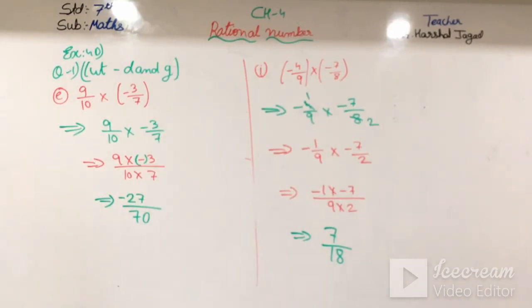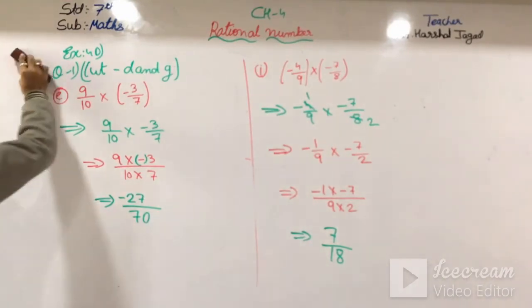And now question number 2. From that also, but there is a division given. So first of all we have to divide. Division of rational numbers is our new topic. Let us see how we divide rational numbers.